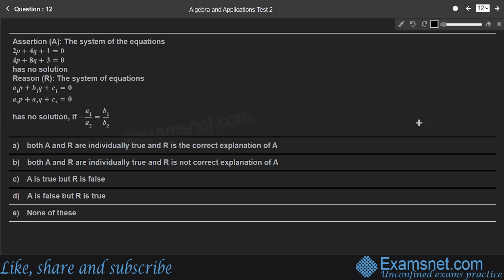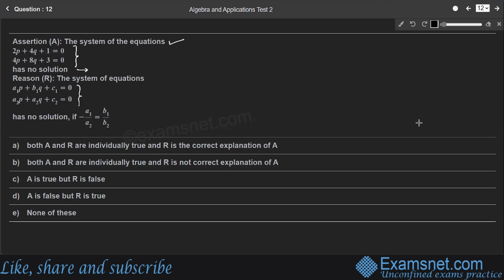Question number 12. Here two linear equations are given, students. Here assertion A says the system of the two equations has no solution, right? There is a reason R: the system of equations, two linear equations, has no solution if minus A1 by A2 is equal to B1 by B2, right? So we need to decide whether A is right, R is wrong, whether both A and R are true or false or not, right?